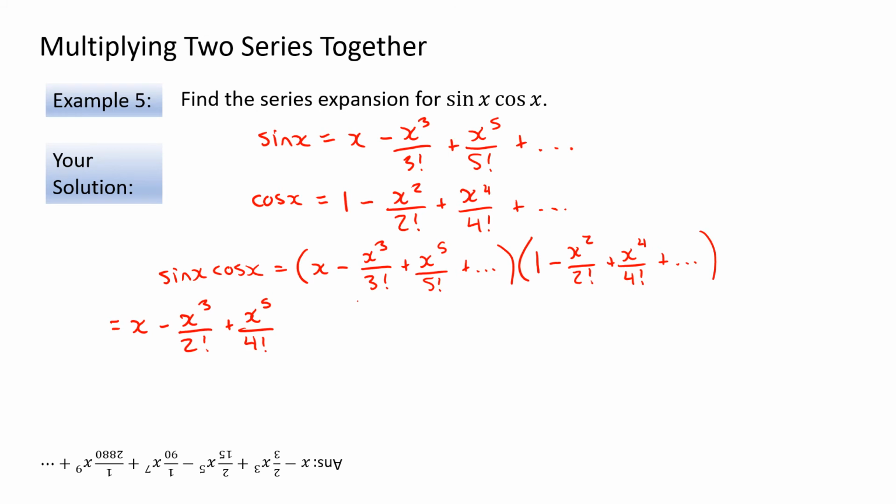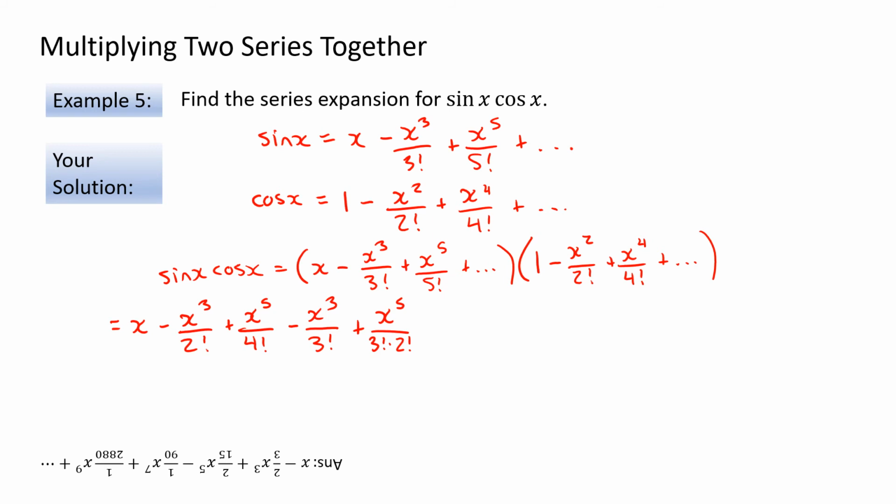Then we start with the second term, negative x cubed over 3 factorial. So negative x cubed over 3 factorial times 1 is negative x cubed over 3 factorial. Negative x cubed over 3 factorial times the second term, x squared over 2 factorial. Again, they're both negative, so that becomes positive x to the exponent 5 divided by the 2 denominators, 3 factorial times 2 factorial.